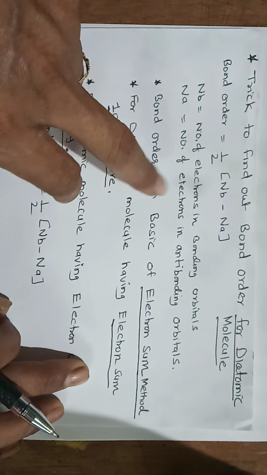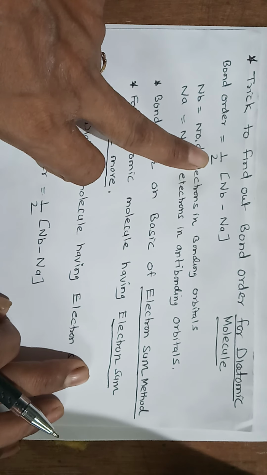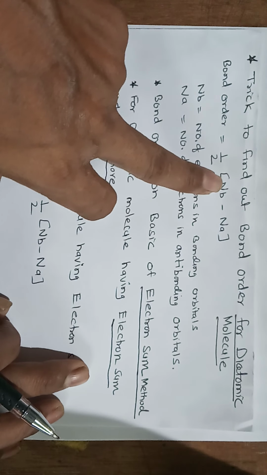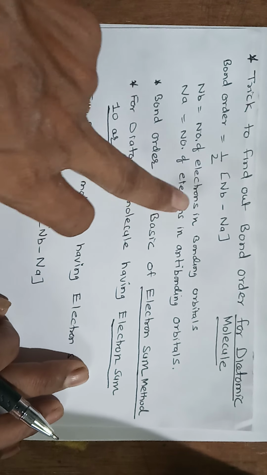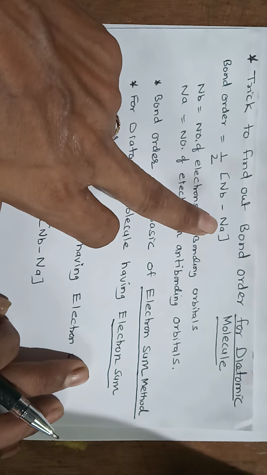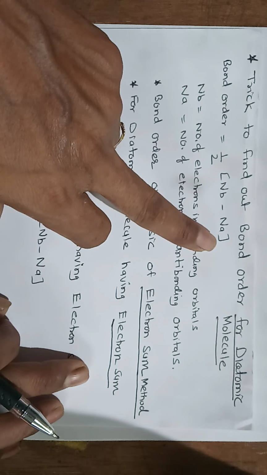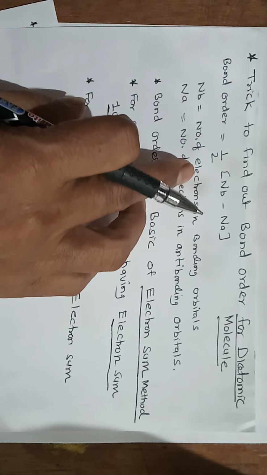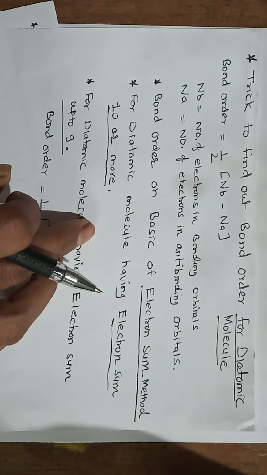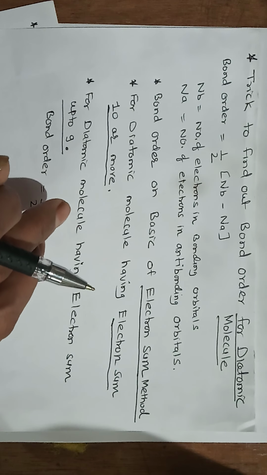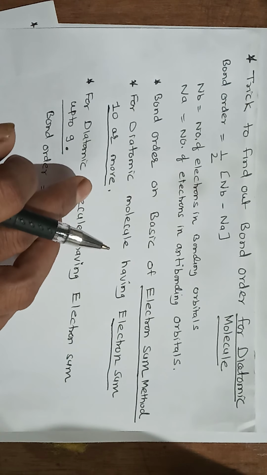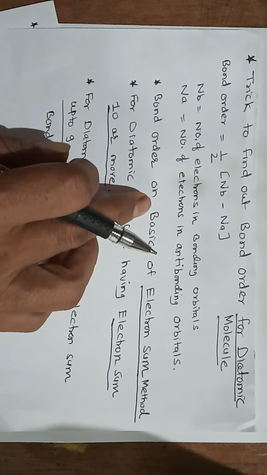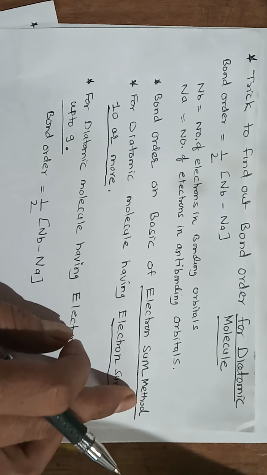Bond order can be found by using the formula: bond order is equal to 1/2 into the number of electrons in the bonding orbitals minus the number of electrons in the anti-bonding orbitals. This is the formula to find out the bond order of any diatomic molecule. Now today I am giving the trick to find the bond order, which is based on the electron sum method.